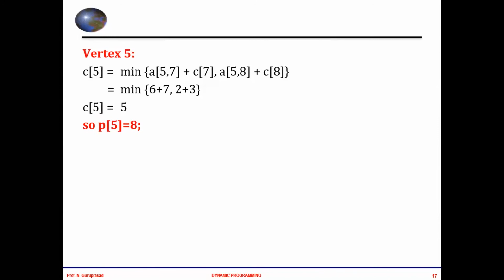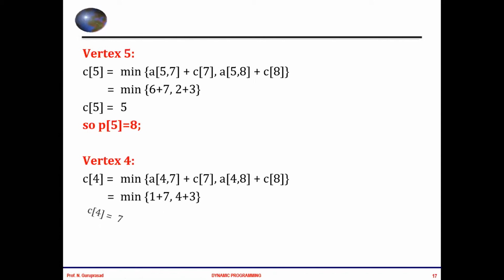Similarly, you have one more vertex in this stage, that is vertex 4. Correct? So 4 also has 2 edges coming out. One is to vertex 7 and another one is to vertex 8. So the formula will be the same. Tell me C of 4 and P of 4. Both you can type. Please check, all of you. Your C of 4 will be 7 and P of 4 will be 8.